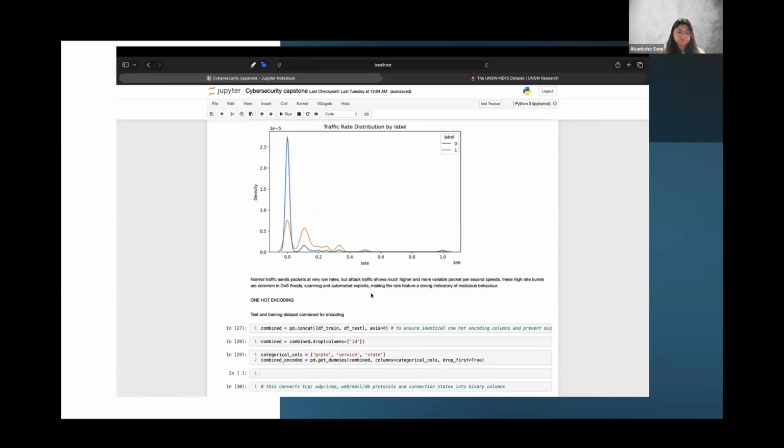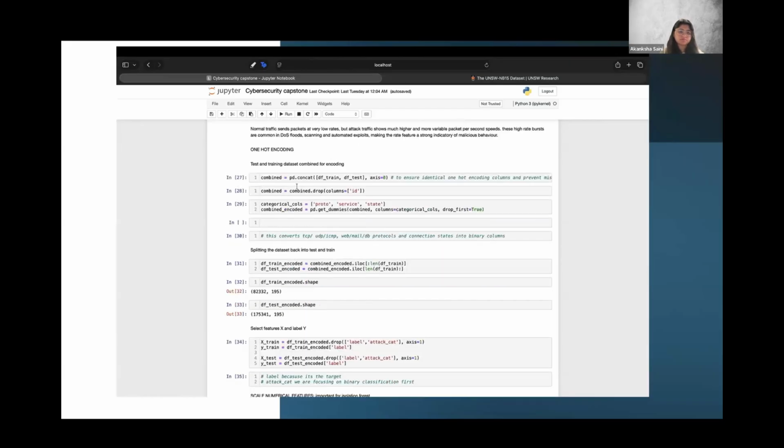So we went on further to prepare this data for machine learning. For this, we had to engineer the data for the models. First, I started by combining the test and the training dataset to ensure consistent processing. Then I removed the ID sec column because it was just for identification and it did not carry any security value. Next, the machine learning models require numbers and not text.